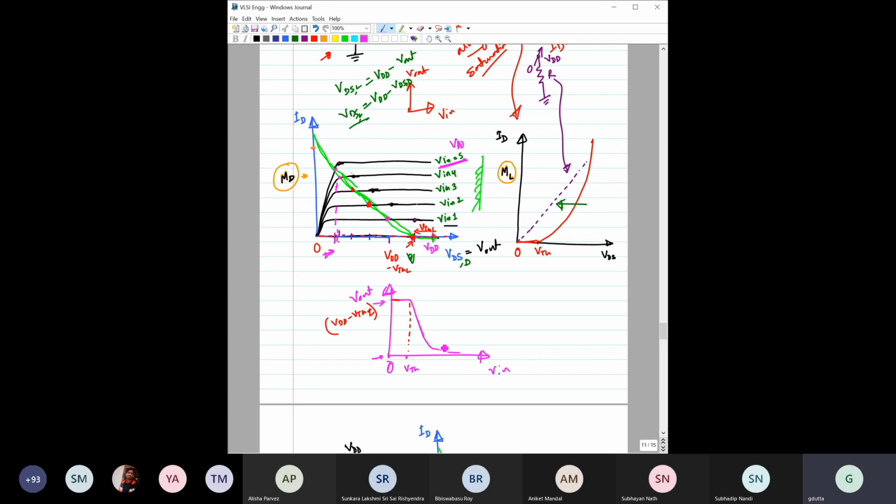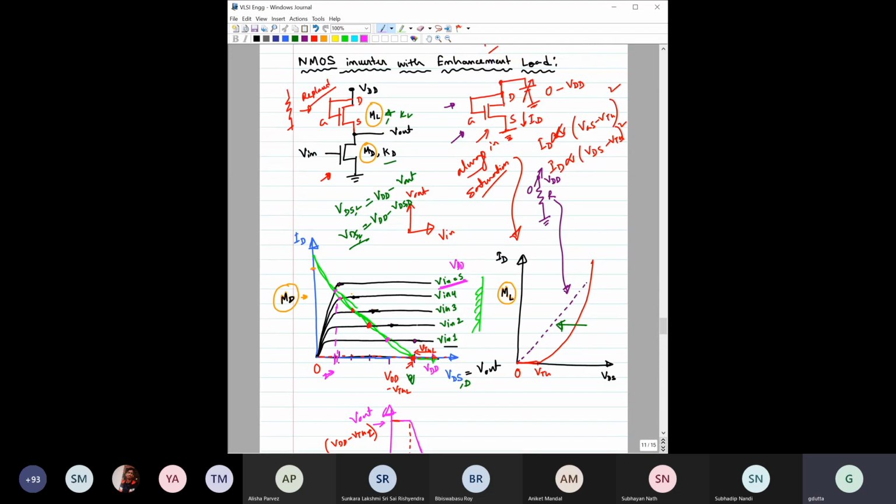So from this, without doing any mathematical analysis, what we can clearly see is that for this type of design, we are able to replace this resistance with a MOSFET. So we are able to save a lot of space, right? So from that point of view, it is a good design.